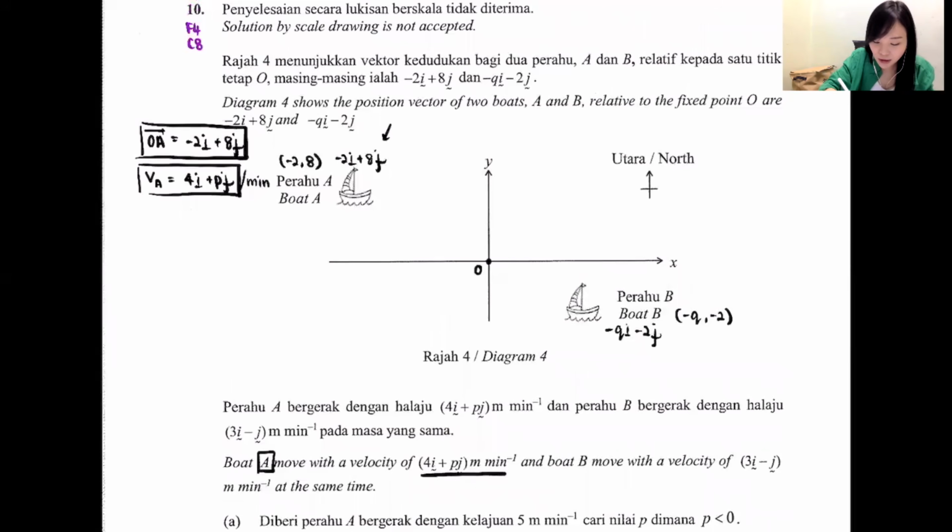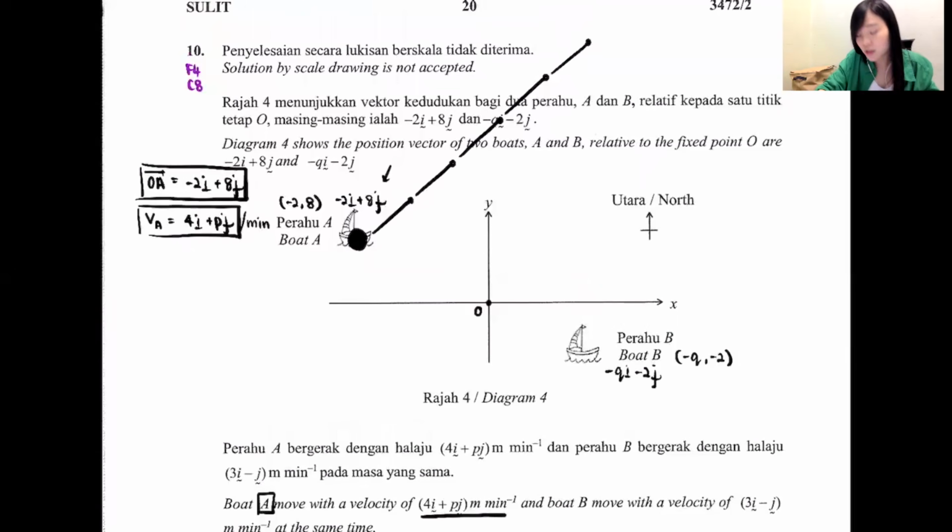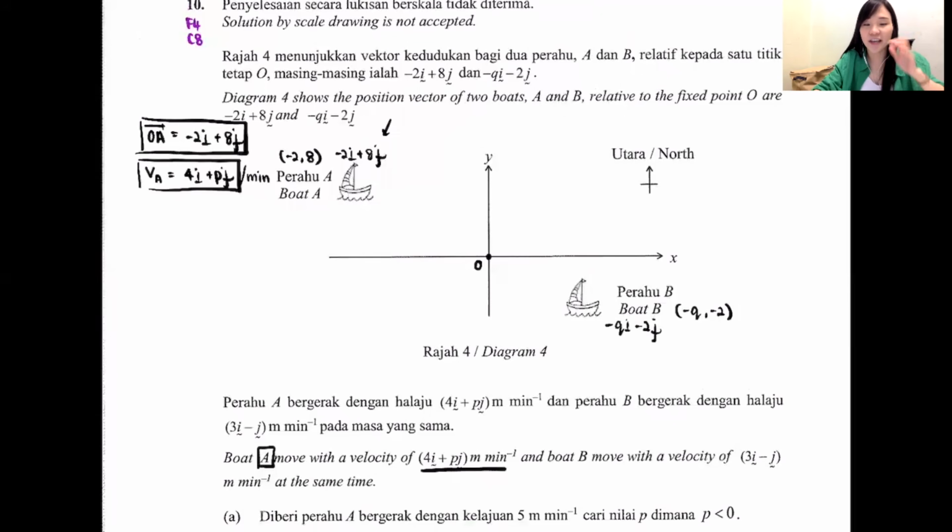So you see, now your boat A is here. Let's say 4i plus pj looks like this. So for 1 minute, you will walk until this spot. If you walk 2 minutes, then you will continue until this spot. 3 minutes, continue until this spot. 4 minutes, continue until this spot. 5 minutes, continue until this spot. So it's like 1, 2, 3, 4, 5, and go on and go on. So remember, the speed is by every single minute. Okay, I think I explained like this, you guys will understand.